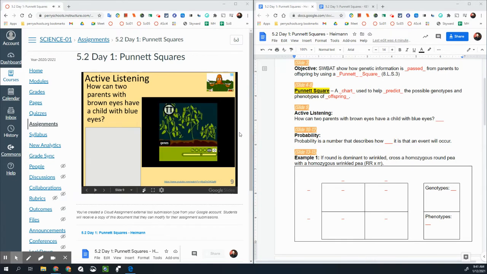The tall gene, represented here by a capital T, is dominant, which means it only takes 1 of these genes to make a plant tall. It takes 2 short genes, represented by a lowercase t, to make a plant short.